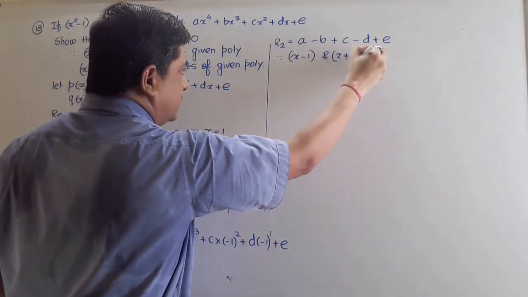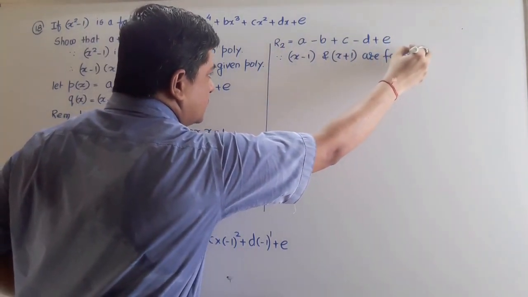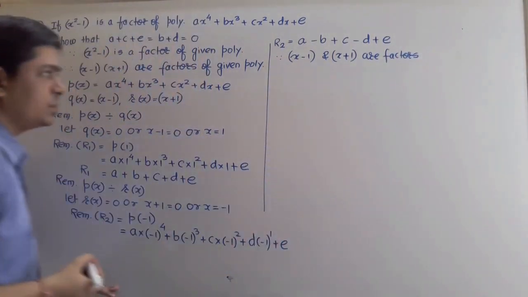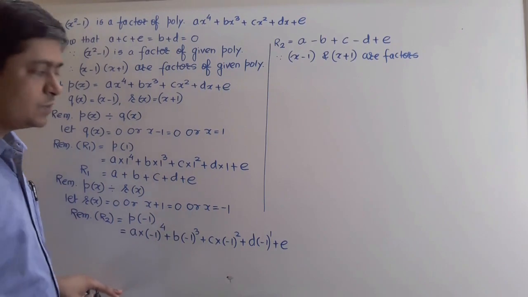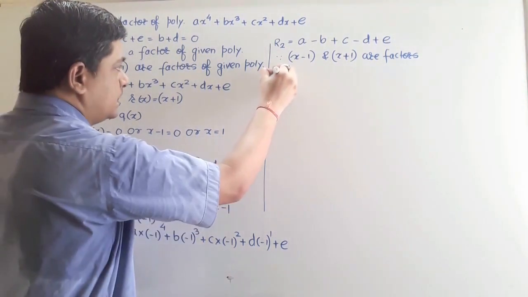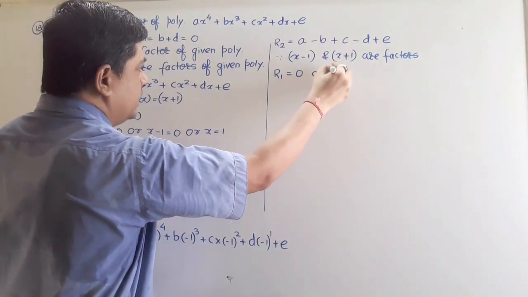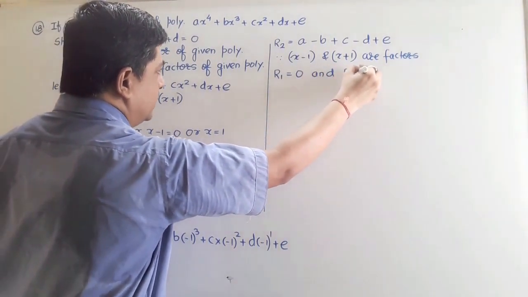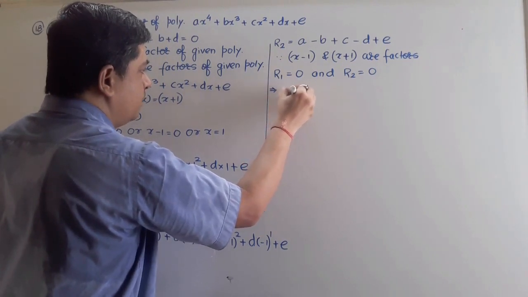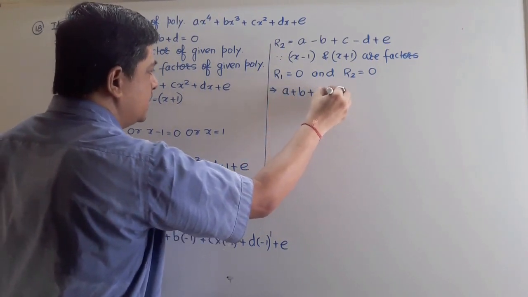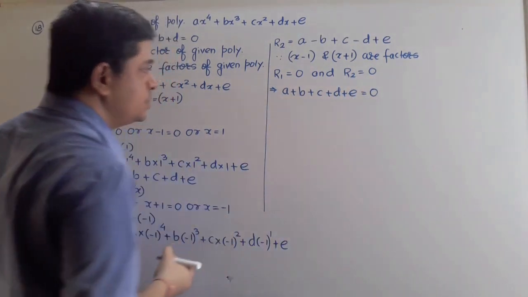are factors, they are given as factors in the question. So we can say that when we find the remainder with the help of them, that remainder will come 0. Okay, so I can say that R1 will be equal to 0 and R2 will also be equal to 0. What is the value of R1 I have? A plus B plus C plus D plus E will be equal to 0.